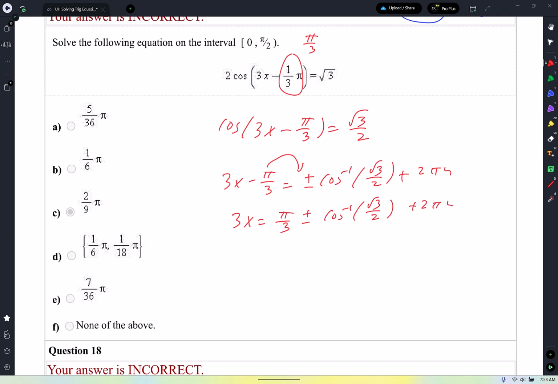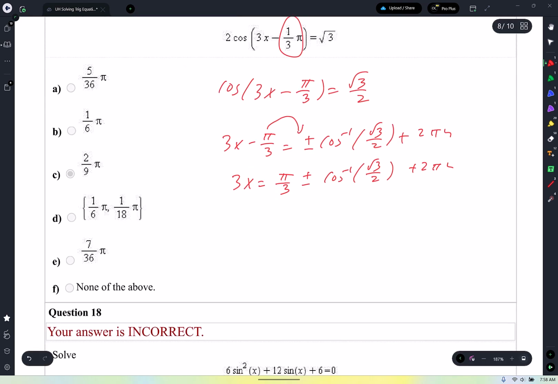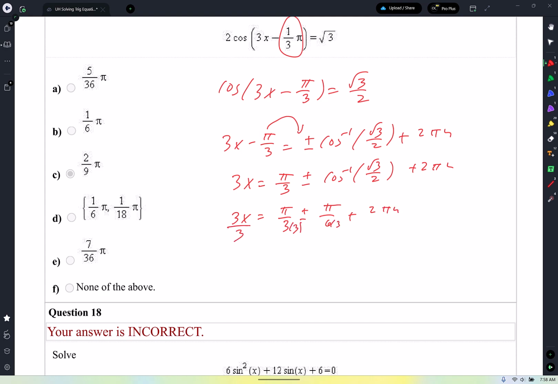I kind of feel like here's a good spot where, and I know you can divide by 3 already right here, but I feel like this is a good spot to go ahead and insert your arc cosine of square root of 3 over 2. Come on in. Plus minus, so this happens at pi over 6 plus 2 pi n. And now I'm just going to divide everything by 3.